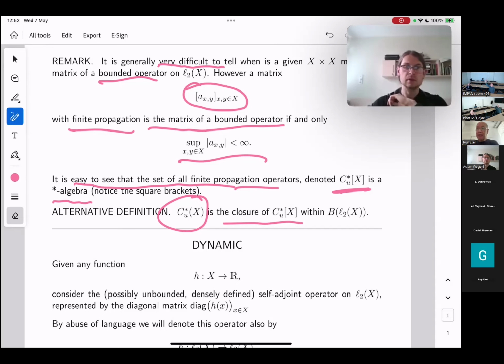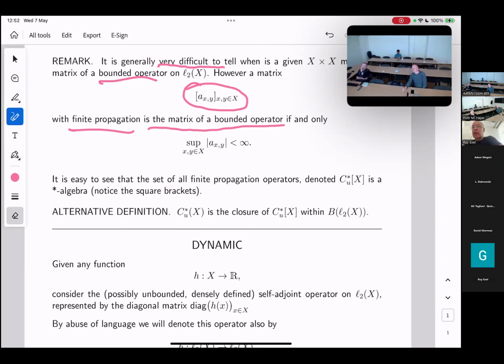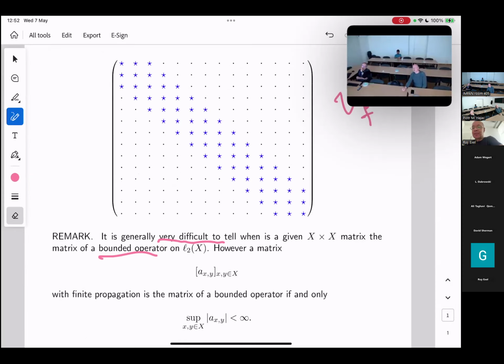So let's now go into. I have a question. Coming back to this definition of finite propagation, could you show this matrix again? What would you like to put on the diagonal? Yeah. So this is the matrix representing an operator on L2. Yes. In the standard Hilbert basis of small L2. Exactly. Okay. So the shape of this matrix depends on the choice of this standard basis.